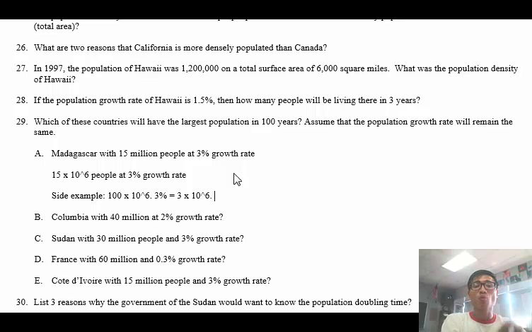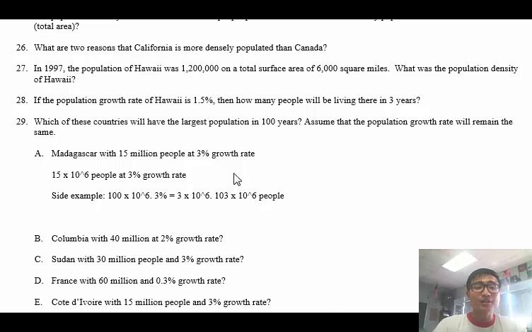And so that means from one year you had 100 million people, and then the next year you're going to add 3 million people on top of that. So after that year of 3% growth, you're going to have 103 million people, or 103 times 10 to the 6th. So that's a nice little easy example with 100 million people. Now I want you guys to try to figure out, how are you going to do that for 15 million people? Now 15 isn't so bad, okay?